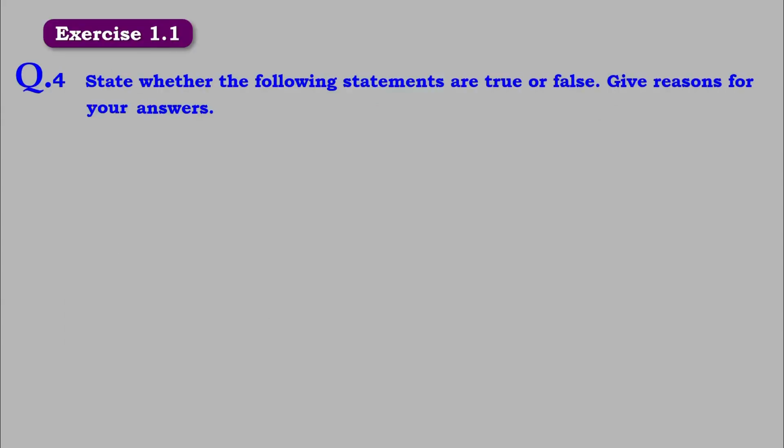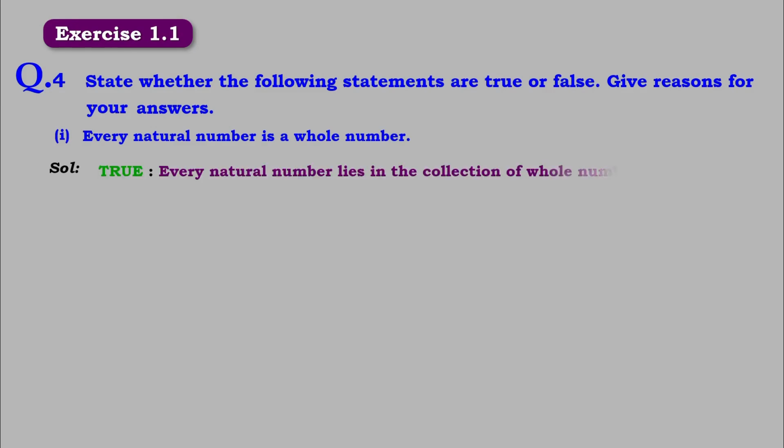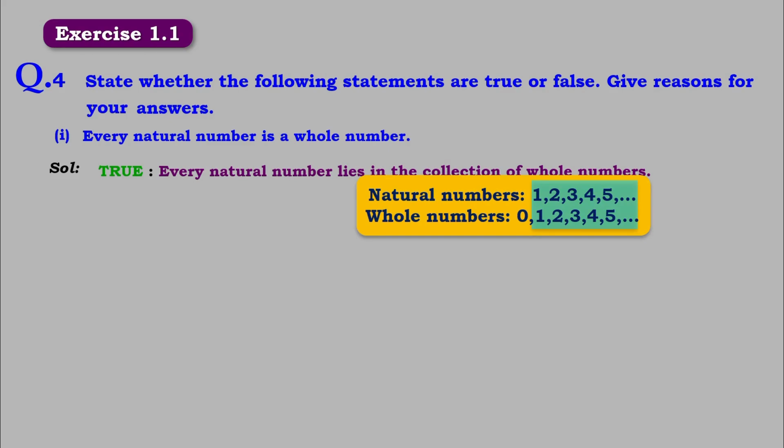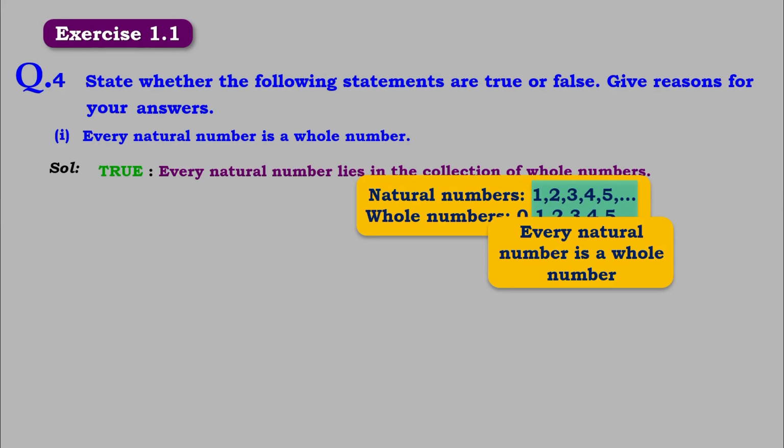Now another problem. State whether the following statements are true or false. Give reasons for your answers. Every natural number is a whole number. Yes, true. Every natural number lies in the collection of whole numbers. Natural numbers are 1, 2, 3, 4, 5, etc., and whole numbers are 0, 1, 2, 3, 4, 5. So that means natural numbers belong to whole numbers. That's why every natural number is a whole number.